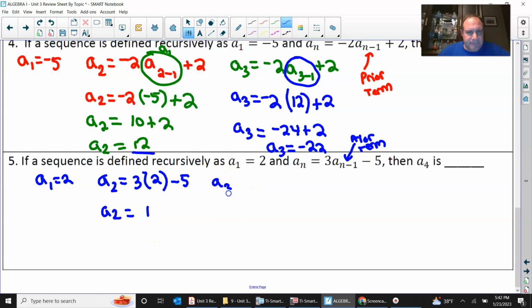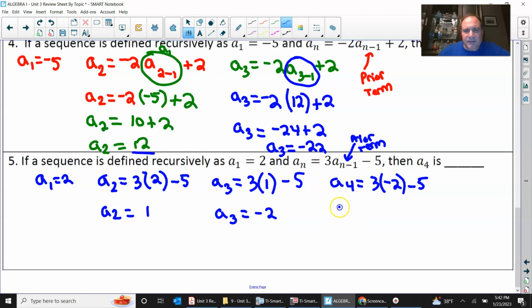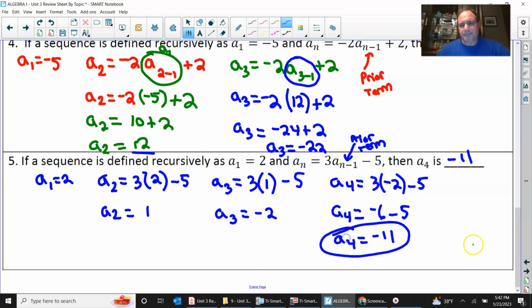A sub 3 equals 3 times the prior term, which is 1, minus 5. 3 minus 5 is negative 2. A sub 4 is 3 times negative 2 minus 5. A sub 4 is negative 6 minus 5, and a sub 4 is negative 11. That's it. All right, hope that helped.